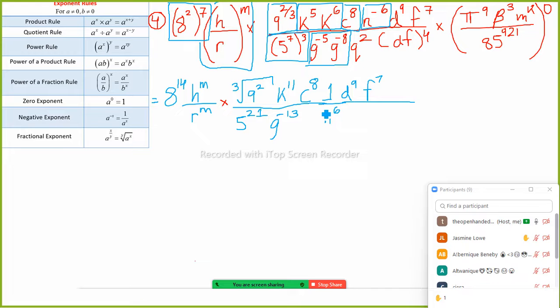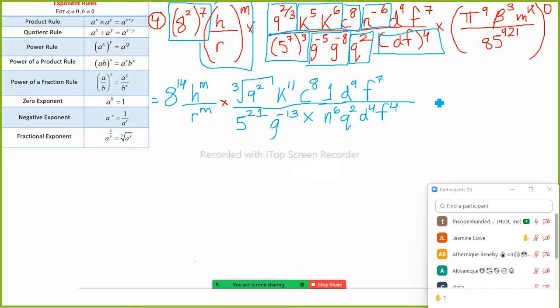All right, next thing we could multiply. So that's the multiplication symbol. Q, we can't do anything with Q, so we leave that as Q squared. But what can we do here? Distribute with df to the power of 4. So that would be d to the power of 4 and f to the power of 4. Very good. Good.